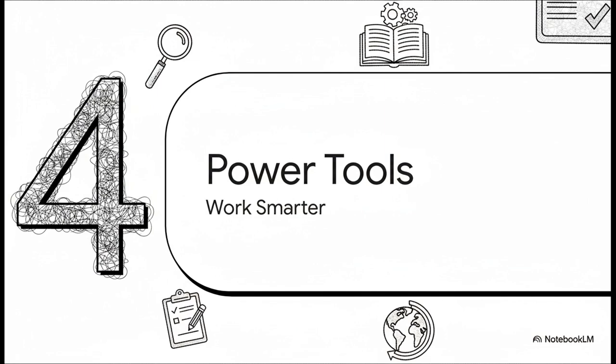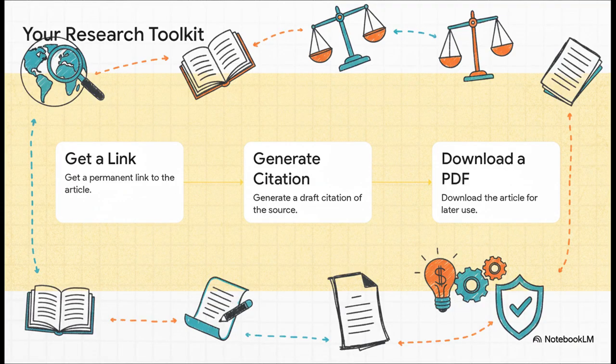All right, let's talk about how CQ Researcher helps you work smarter, not harder. Because beyond just the amazing content, it has some fantastic built-in tools that make the whole research process way more efficient. Right at the top of every single report, you're going to find this super handy toolkit. It lets you grab a permanent link to the article, instantly create a citation, and download a PDF to use offline. Let's break each of those down real quick.